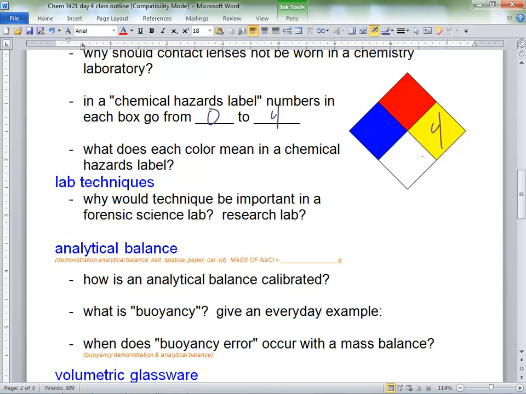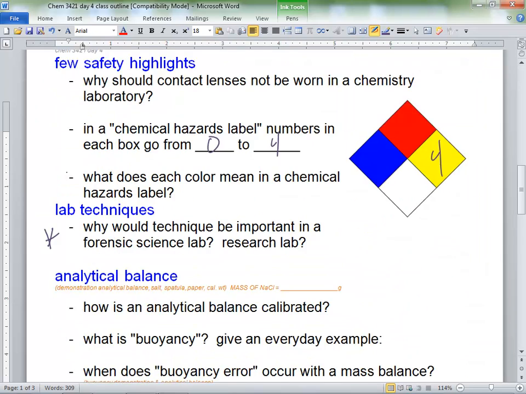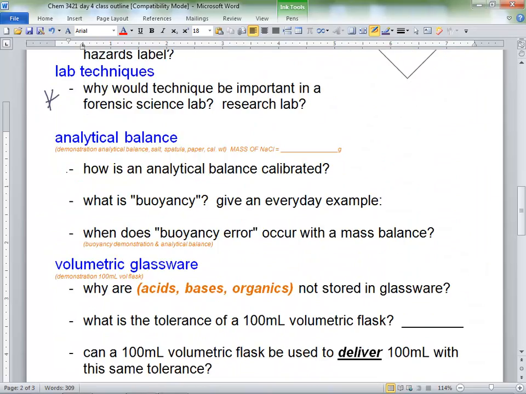Why would technique be important in a forensic science lab? Well, we kind of already know that, right? In a research lab, again, you don't want to screw up and then it's going to take forever to catch your error. So yeah, a good technique is important. So that's kind of what I want to illustrate over here.